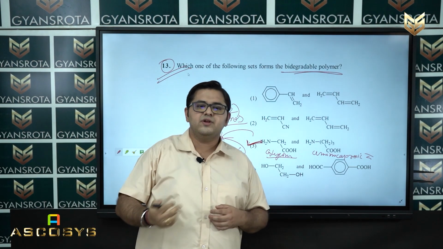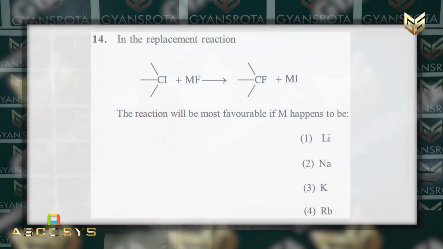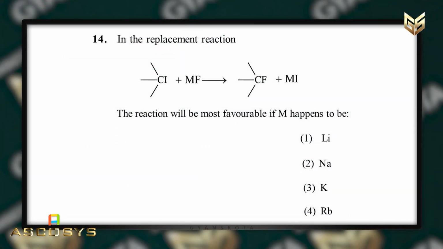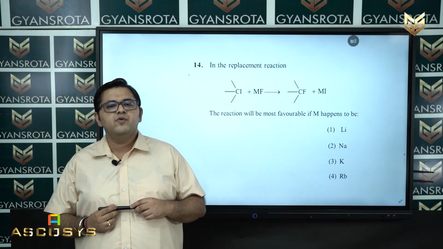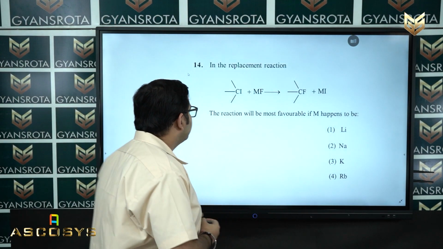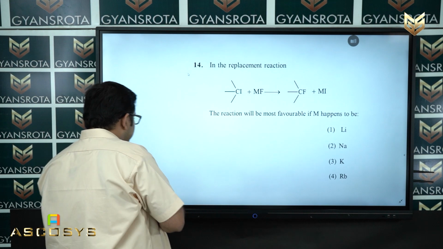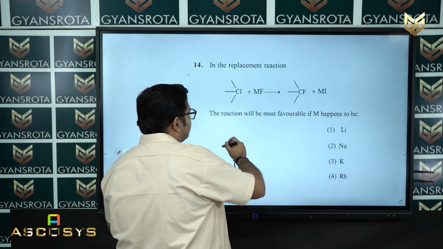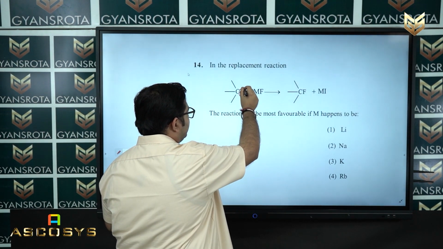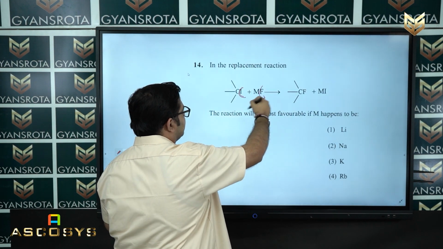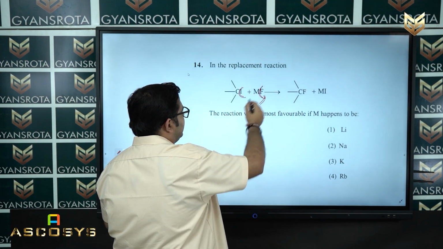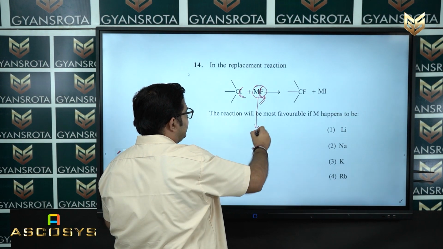Now we are moving to the next question, that is question number 14. Question number 14 is on your screen. In the replacement reaction, they give you the reaction and they ask you the reaction will be most favorable if M happens to be what. Now we are moving to the solution part. If you see in this reaction, this I will be replaced by fluoride, this F. It means this bond should be easily breakable.